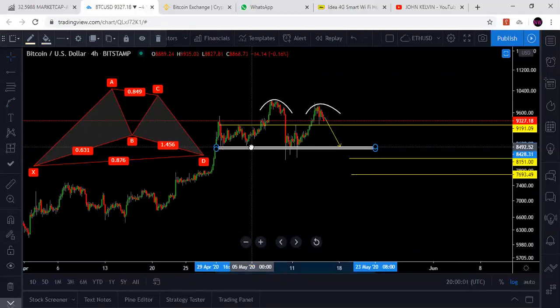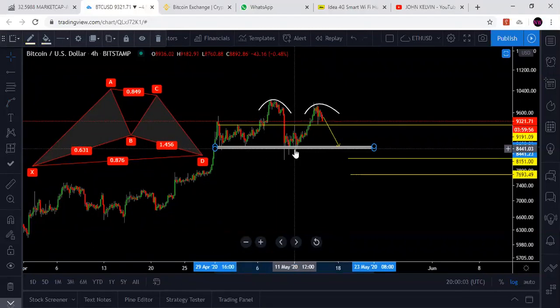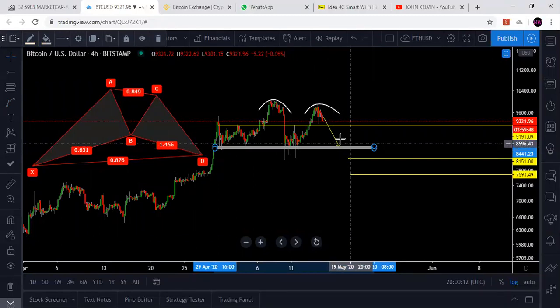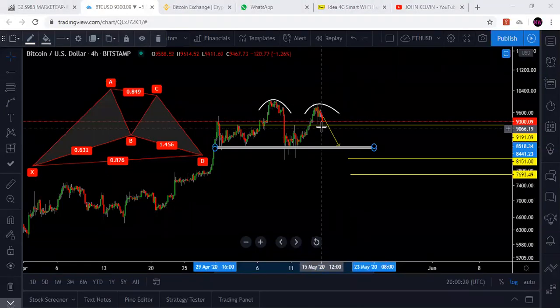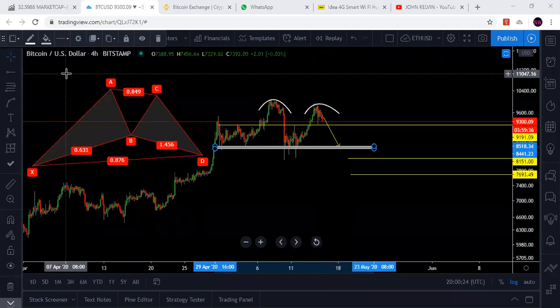Why I'm using this level is because the body of the candlestick has not closed below this, so we might get a pause around here when price is moving to the downside. So we should expect that when price is moving to the downside. And majorly, I said always make sure you concentrate on the higher time frame.